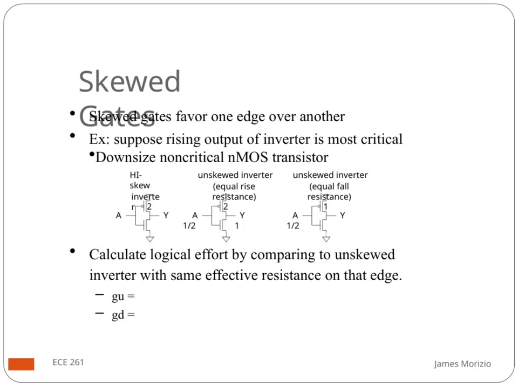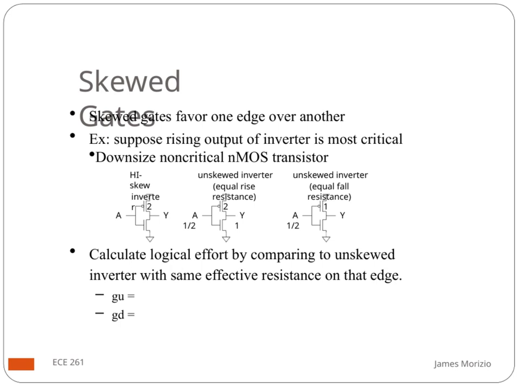Here, we're looking at skewed gates, which essentially favor one edge of the signal transition over the other. For example, if the rising output of an inverter is the most critical for your circuit's timing, you might choose to downsize the non-critical NMOS transistor to optimize for that rising edge. This process involves calculating the logical effort by comparing your skewed gate to an unskewed inverter that has the same effective resistance on the critical edge.